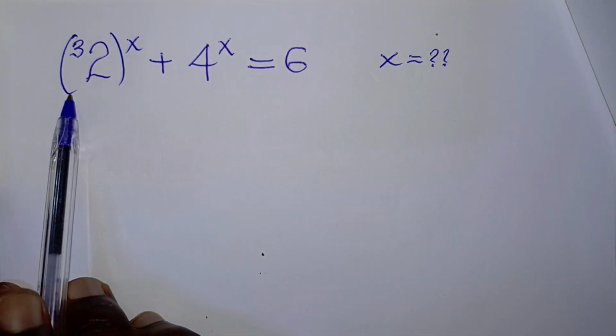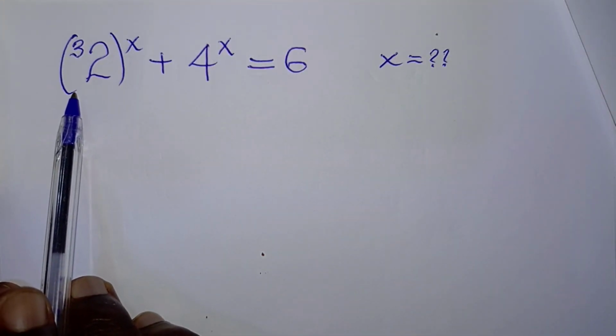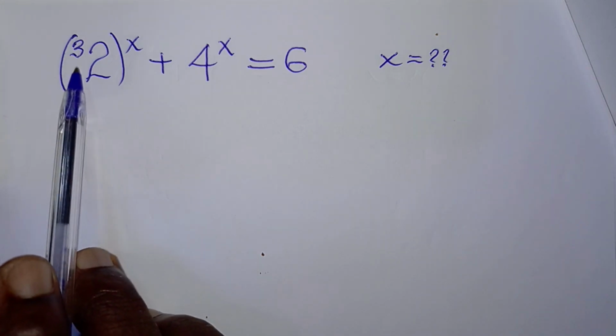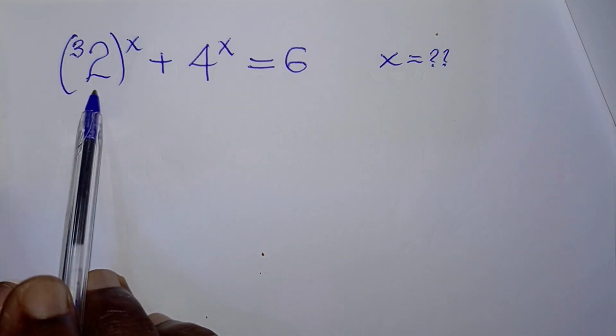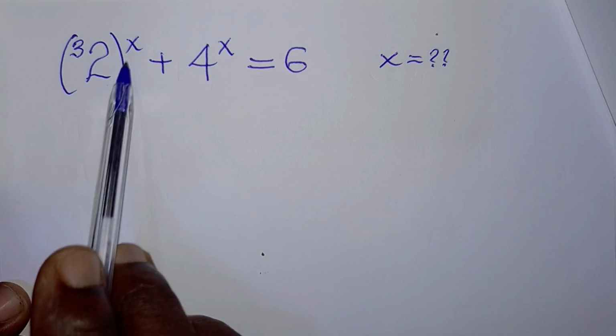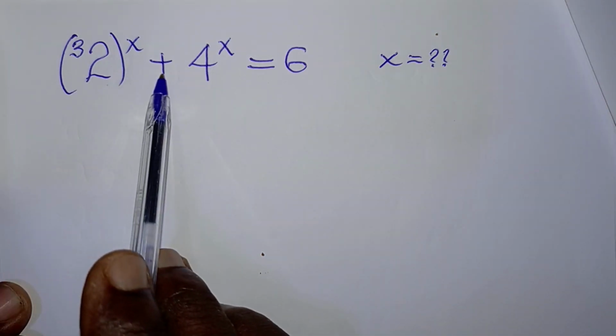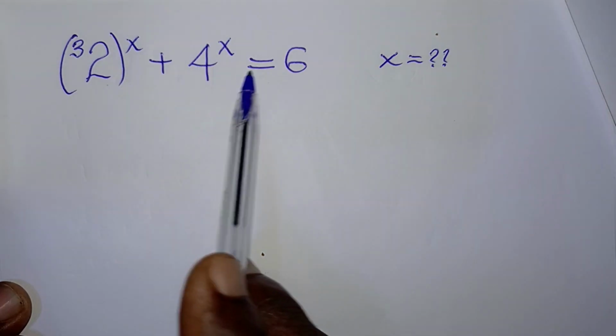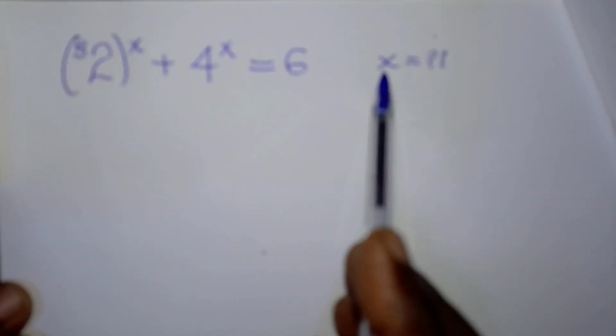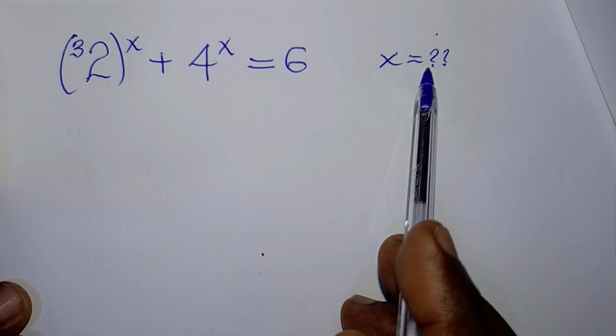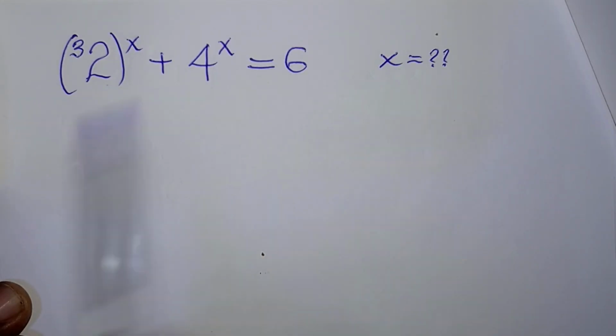The equation is read as tetration of height 3 with a base 2, all raised to the power x, plus 4 raised to the power x, equals 6. Find the values for x. We are going to find x here.